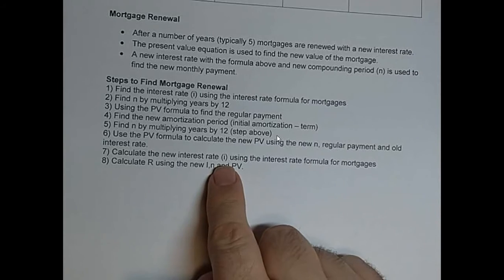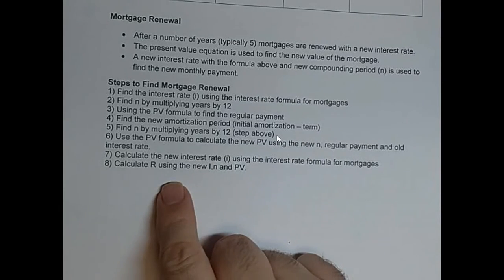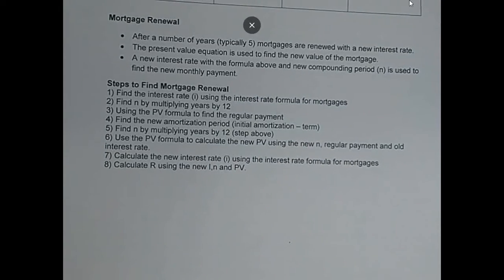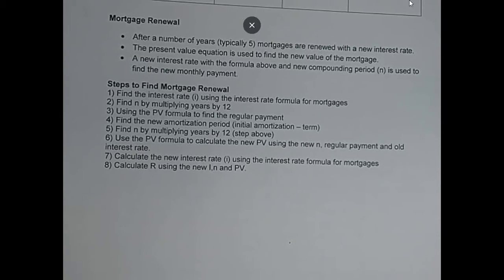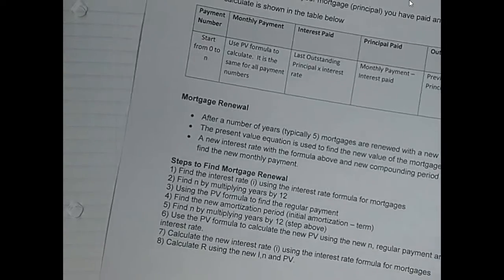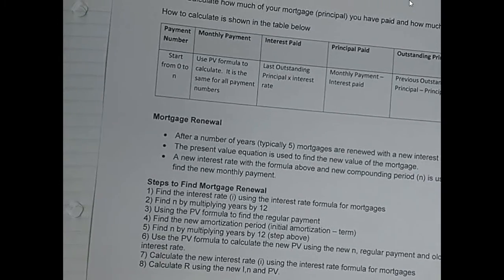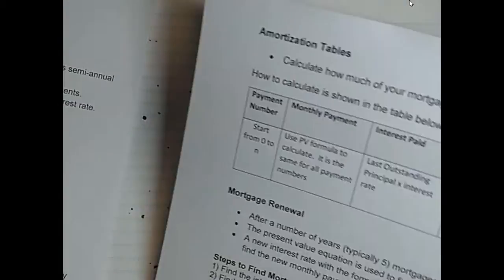Now we're going to calculate the new interest rate using the formula, and then we're going to calculate r, with the new i, n, and PV. It's quite complicated. There's 8 steps. I'm going to do one question, and then hopefully you guys can do 2 more. I'm going to follow these steps.